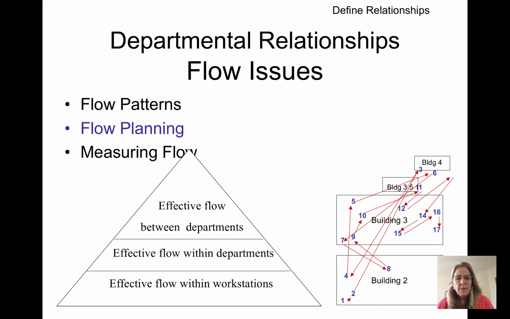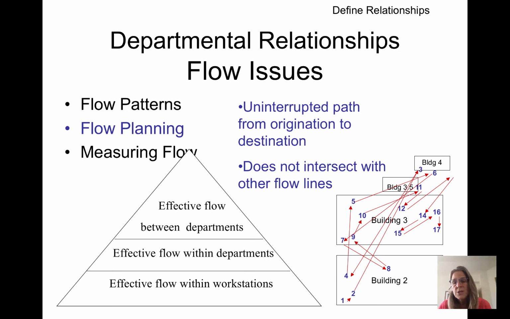And then higher than that, the effective flow between departments. Now, the one on the right here is a real example of a company in San Luis Obispo that we did an analysis for, and the numbers indicate the particular flow of a part through this facility from building to building, and you can see it's very inefficient.